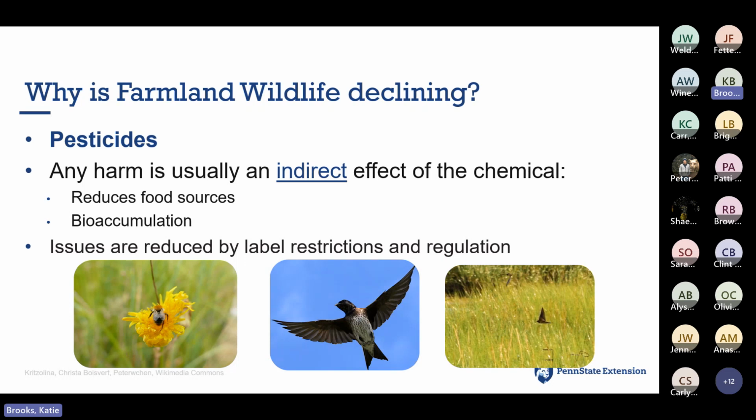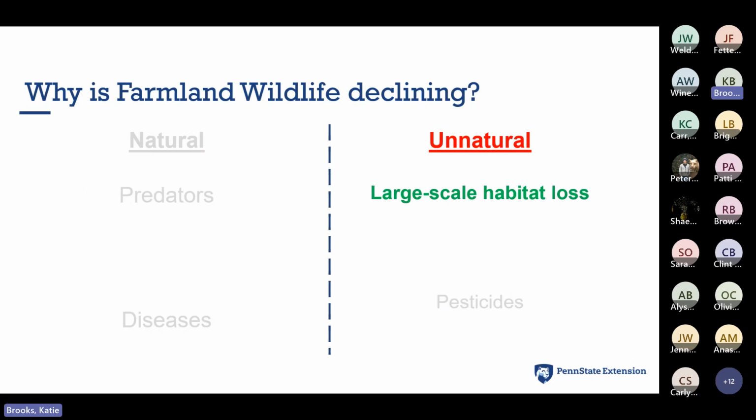But with pesticides, these issues aren't widespread typically, and they're very localized and affect just a few individuals at a time. And these issues with pesticides are reduced by using pesticides and herbicides in a way that's consistent with label instructions, following the regulations related to them, and really monitoring how much of them we apply. And so what it really comes down to, the major reason for declining farmland wildlife is large-scale habitat loss. The other things are obviously concerns and do cause declines, but they're mostly manageable. And large-scale habitat loss is probably the number one reason why we're losing these different farmland wildlife species.